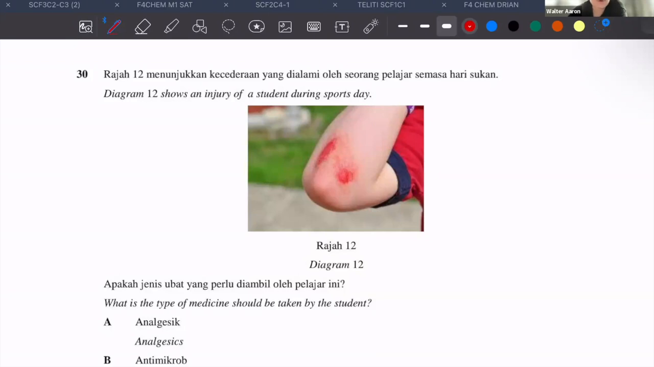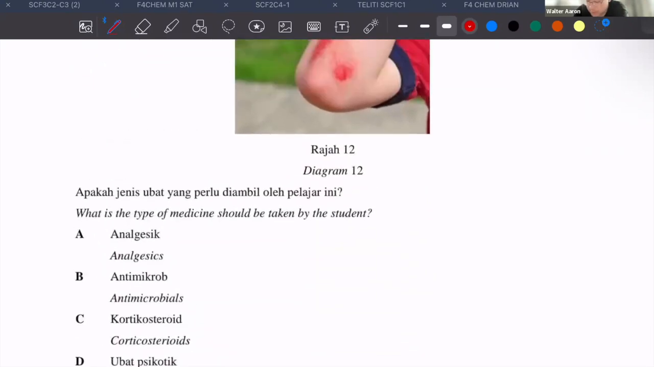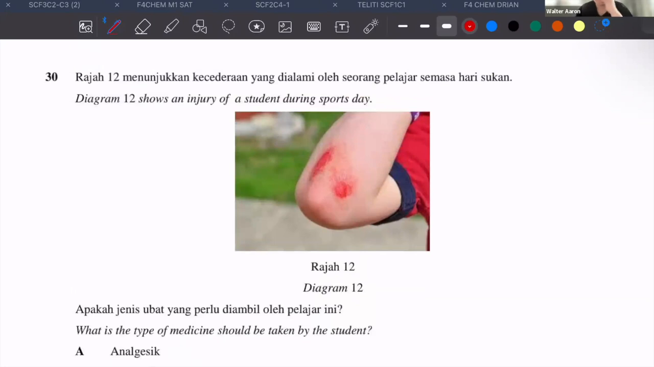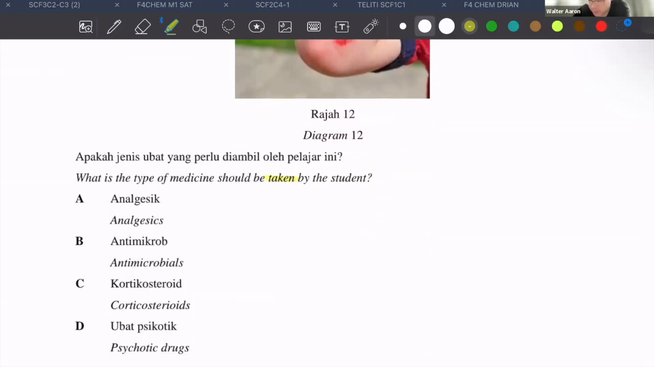Number 30, diagram 12 shows the injury of a student during sports day. What type of medication should be taken by the student? I think the person scraped the skin, so it has already damaged the first layer of defense. Most likely it needs an antiseptic to clean the wound. But it says here taken, and taken means you have to eat it. So I don't think you should eat an analgesic unless you feel pain.